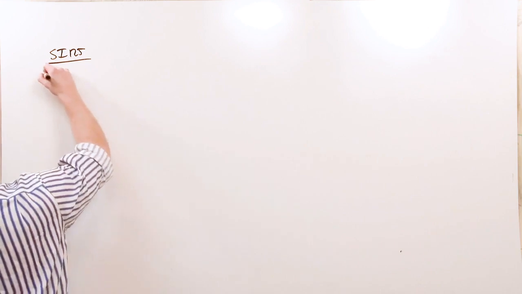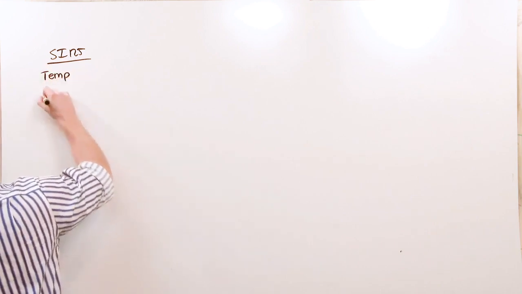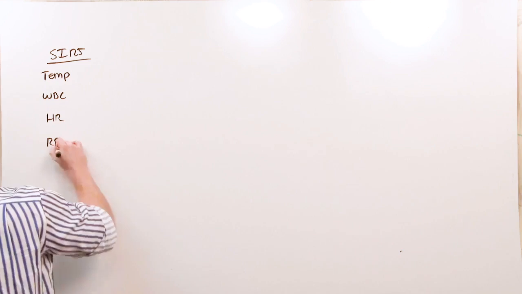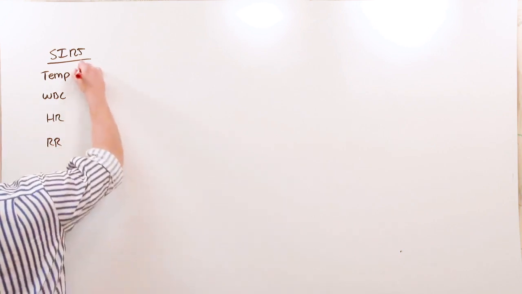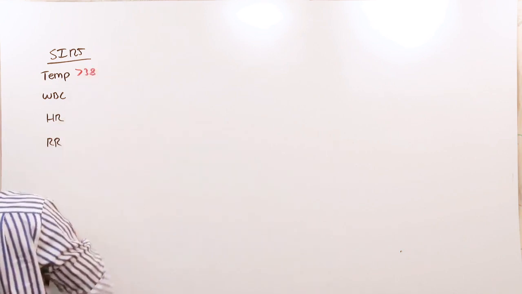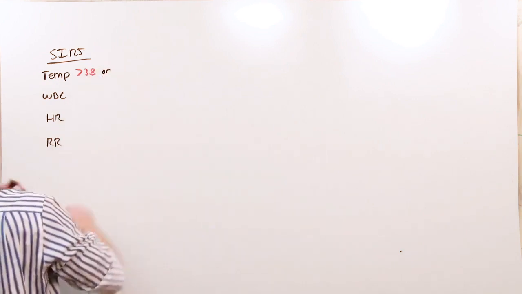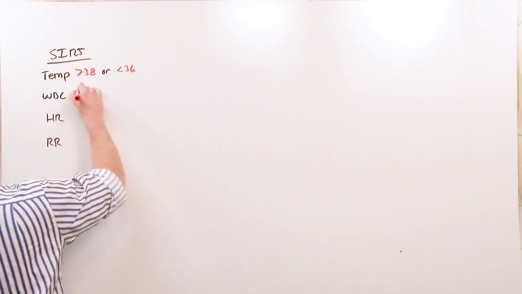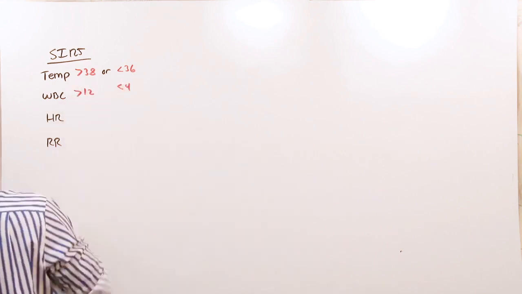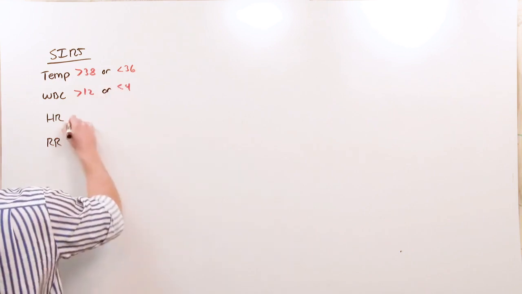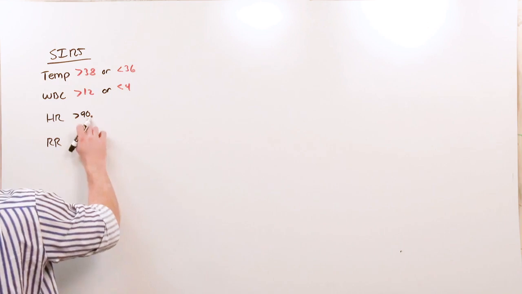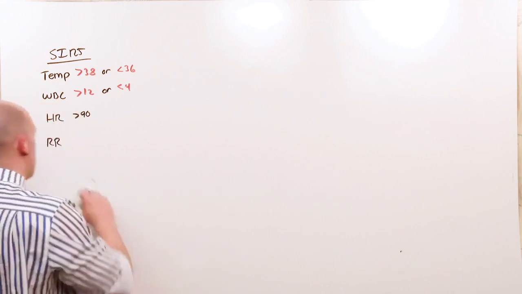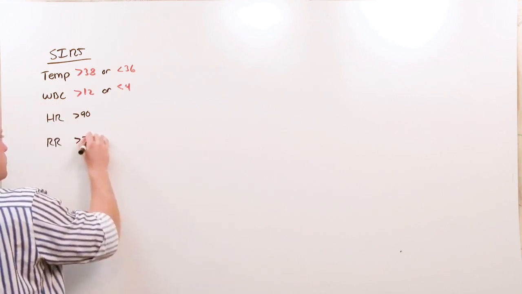The SIRS criteria is going to be based on the temperature, the white blood cell count, heart rate, and respiratory rate. A temperature greater than 38 degrees Celsius or less than 36 degrees Celsius gives you a point. White blood cell count greater than 12 or less than 4 gives you a point. The heart rate is greater than 90. It is not tachycardia, but a heart rate greater than 90 that gives you the point for SIRS. And the respiratory rate is greater than 20.